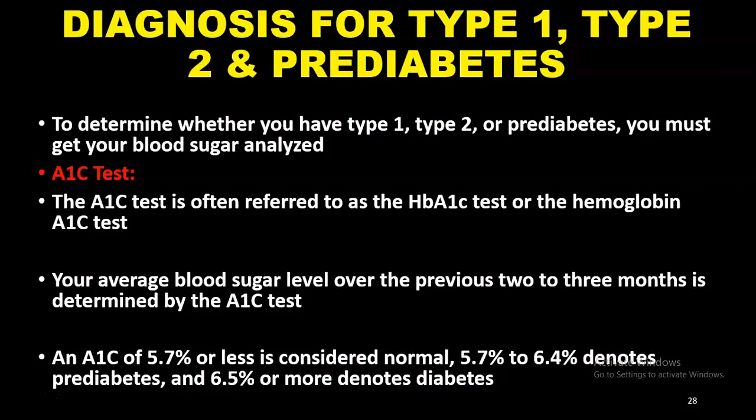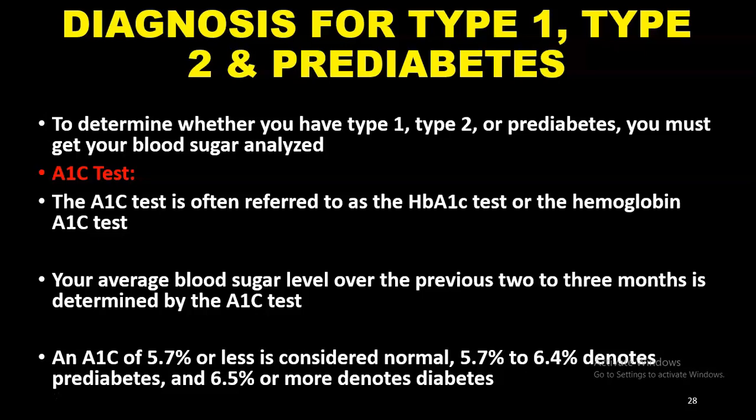So now let's come to diagnosis for type 1, type 2 diabetes, and also pre-diabetes, how we can diagnose these forms of diabetes. To determine whether you have type 1, type 2, or pre-diabetes, you must get your blood sugar analyzed. Results of testing are typically readily available and straightforward. To confirm the diagnosis, your doctor will have you undergo one or more of the blood tests that we are going to talk about.